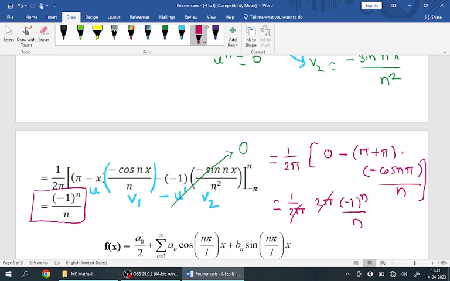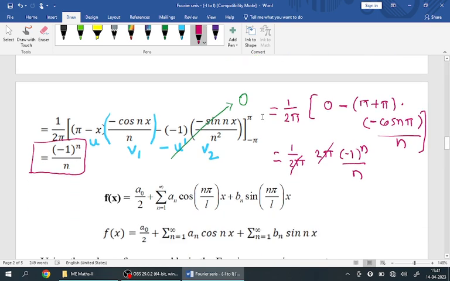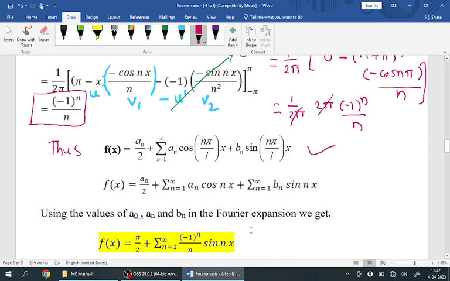Now, once we get the values of a0, an, bn, we have completed near about 80% or 90% of the example. Don't forget to write the Fourier series now. Thus, the Fourier series, that is f(x) = a0 by 2 plus summation an cos(n pi x upon L) plus bn sin(n pi x upon L), will become, here we have to replace the value of L first. L is pi, so this pi gets cancelled, and we are left with a0 by 2 plus summation an cos nx plus bn sin nx.